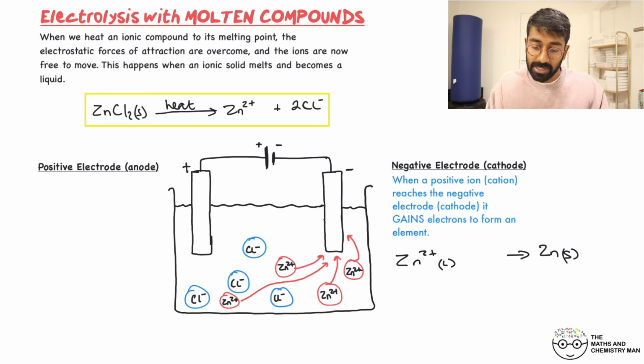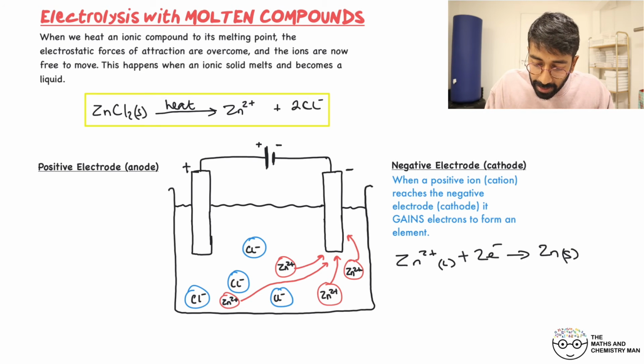Well, it's currently carrying a 2+ charge, which means it's got 2 electrons too few, if you like. So what it needs to do is gain 2 electrons. So what we do is we add in 2 electrons over there. Now, if you're unsure of where to put the electrons, what you could do is this. This is a handy way to check it.